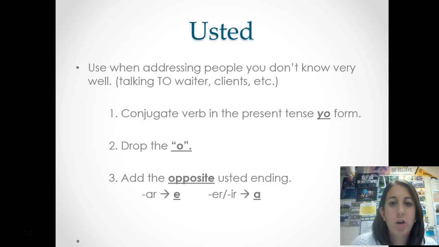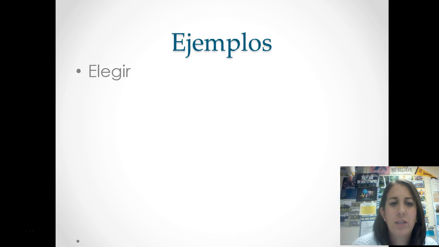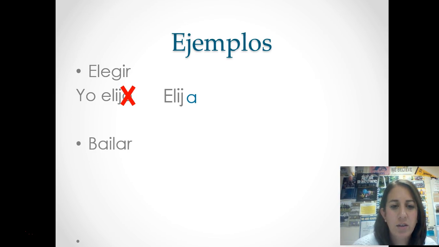So remember, our go-go's and the yo-yos, those are going to be in the yo form, so that's something to keep in mind. Let's look at some examples though. Elegir is one of the verbs on your new vocab list. So that G changes to a J in the yo form, or the present tense yo form. So we drop that O, and then we're left with our stem, and then we add that opposite ending.